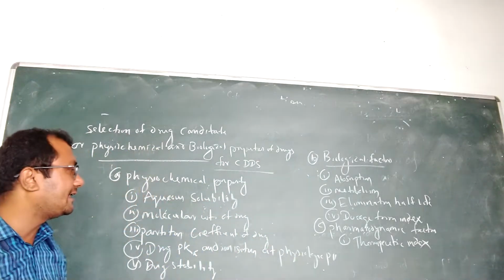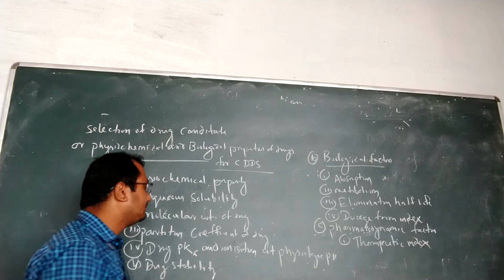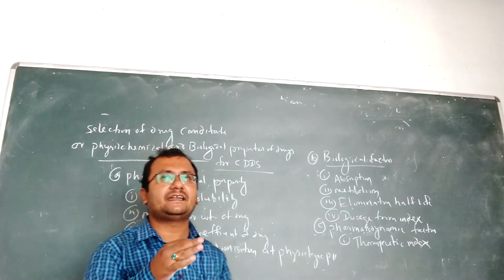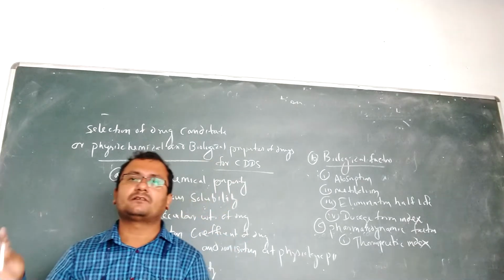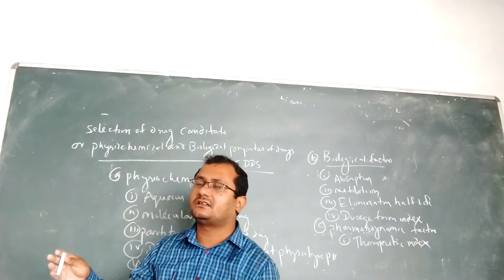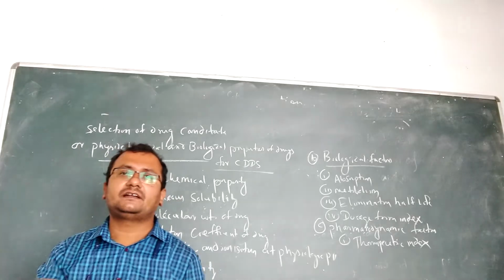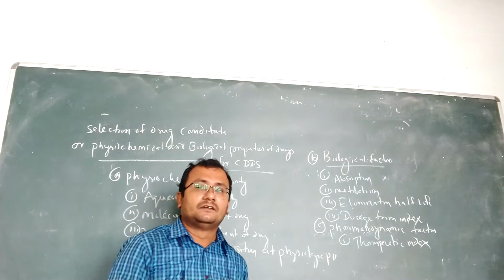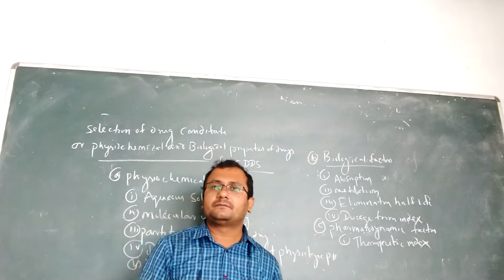Then coming to the third point, a biological factor: elimination half-life. Elimination half-life, which we sometimes call biological half-life, is an indication of all the pharmacokinetic parameters. It will show us the distribution, elimination, all the details we get from this elimination half-life. Generally we denote it as T half.